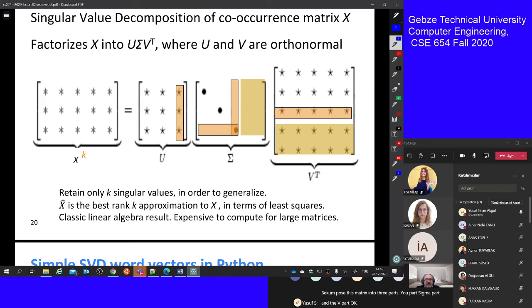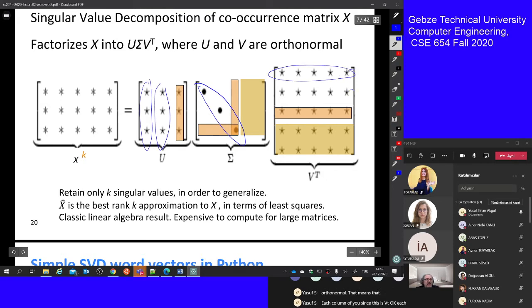This sigma part is a diagonal matrix. Diagonal means that only the diagonal elements are going to be non-zero. The rest of the matrix is going to be 0. U and V are orthonormal. That means that each column of U, and since this is V transpose, each column of V, are orthogonal. If you take the dot product, the inner product of them, it will produce 0.